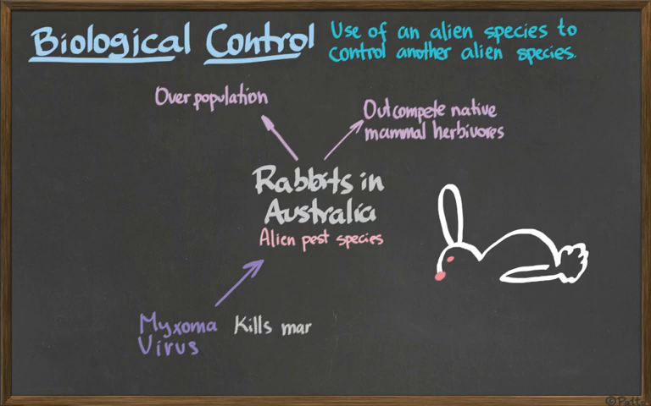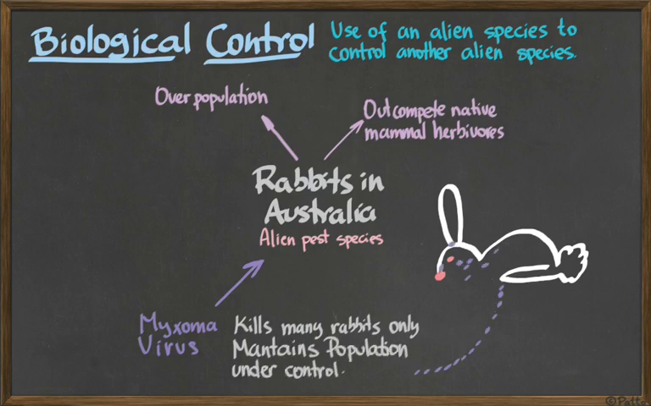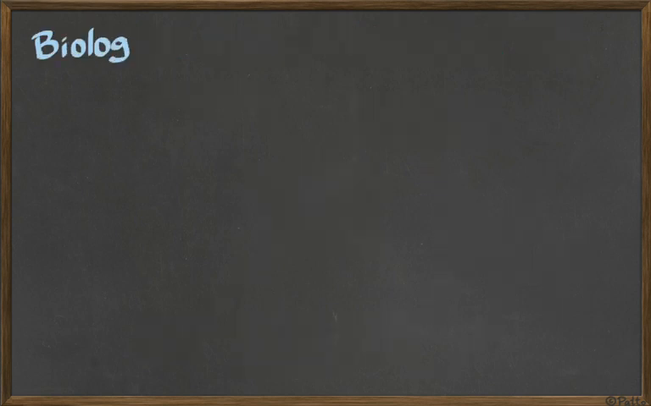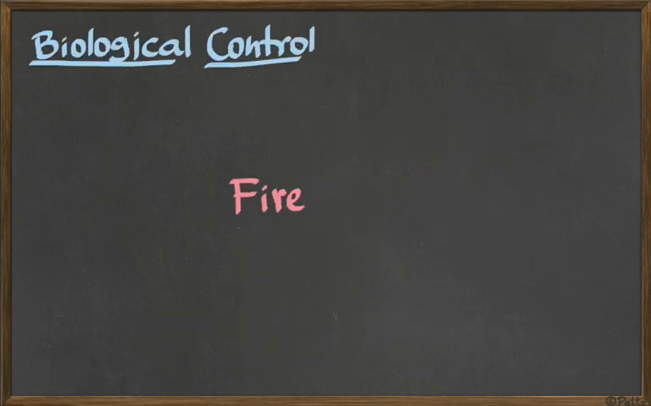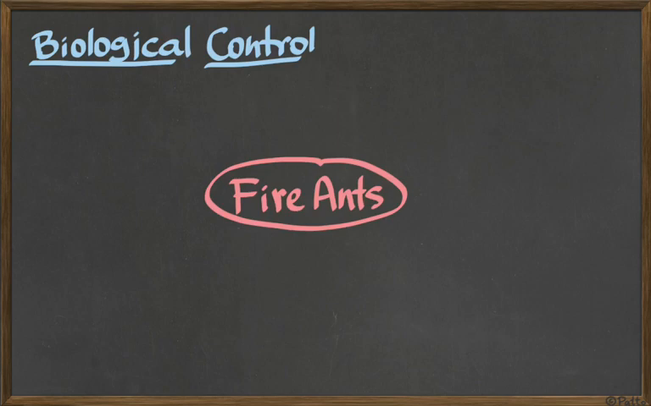Okay, very good. So it kills many rabbits only, but maintains the population under check. Very good. So it seems that things are good. Biological control is the solution, right? Okay, not necessarily. Sometimes it works, sometimes it doesn't work.